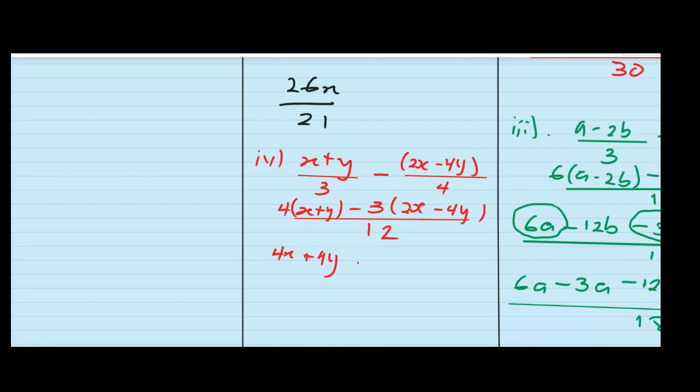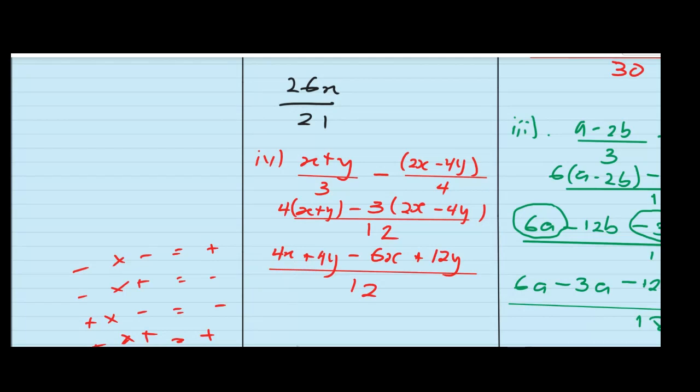Negative 3 times 2x is going to be negative 6x. And then negative 3 times negative 4y is going to be positive 12y. Remember that negative times negative will give us a positive answer. And then negative times positive will give us a negative answer. Also, positive times negative will give us negative answer. And then positive times positive will give us positive. So take notice of that. So let's come back to our step, the last but one step. So don't forget it is all over 12.